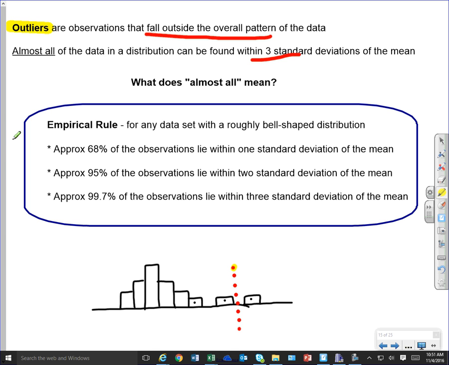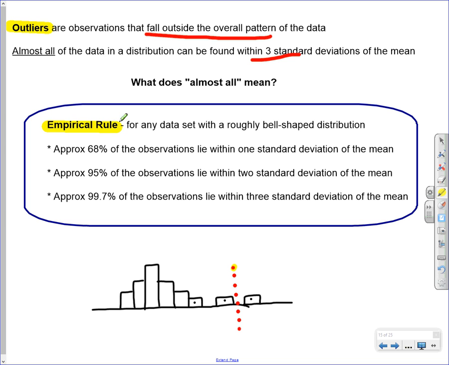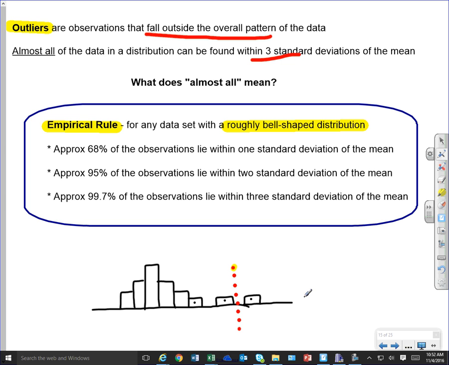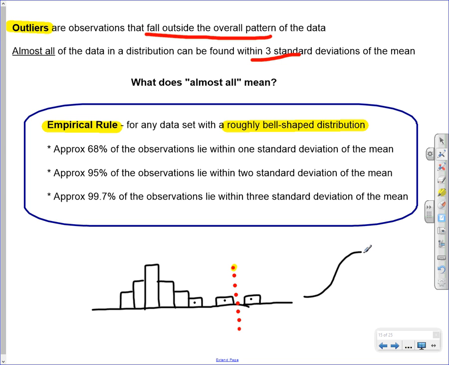The empirical rule is a very important rule that we use only for distributions that are roughly bell-shaped. Bell-shaped means that you can fit a curve somewhat like that over top of our histogram. So they're going to be symmetric data sets. They're going to look something like this, and that curve ends up looking somewhat like a bell. We call that a bell-shaped symmetric distribution, or roughly bell-shaped. It might have an extra bar over here or something like that, but roughly it's bell-shaped.